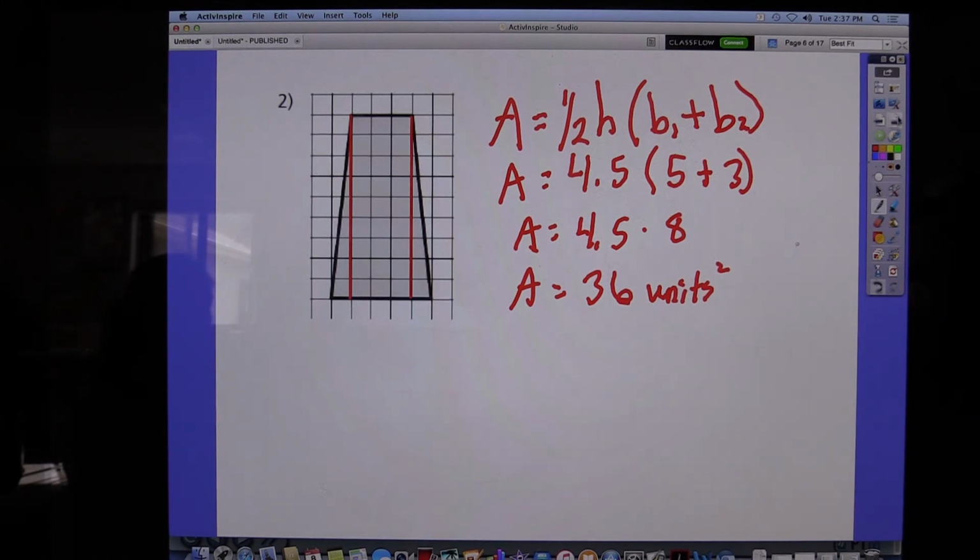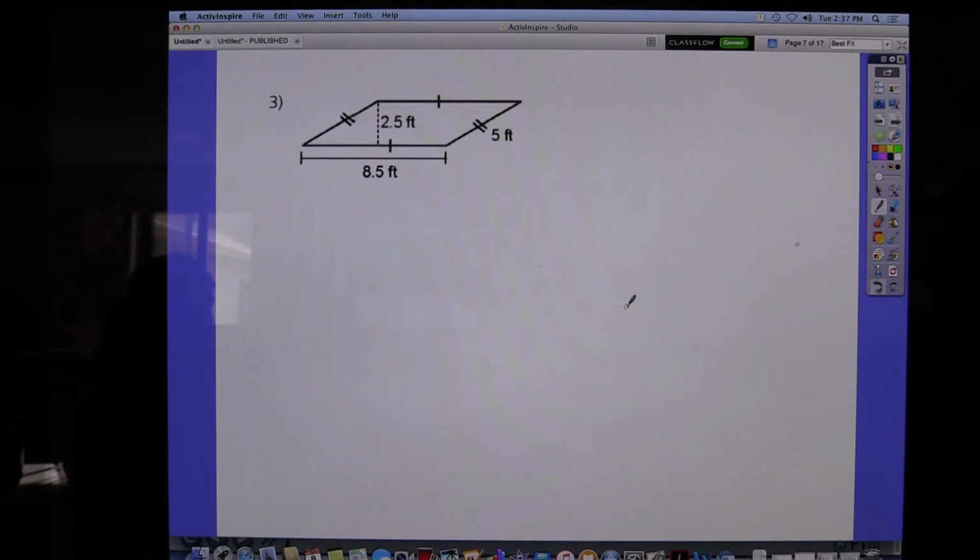Okay, now let's look at another shape. Here we have a parallelogram, and we can use the same formula for it that we talked about a moment ago with the rhombus, base times height. The base would be 8.5 feet, and the height is 2.5 feet. This value here for this side length is what we call extraneous data. We can ignore that and just focus on the base and the height. So I'll just put x over that.